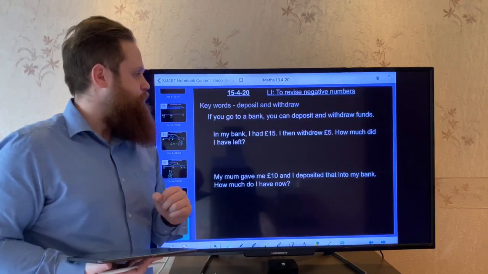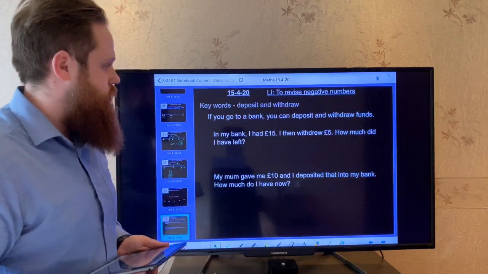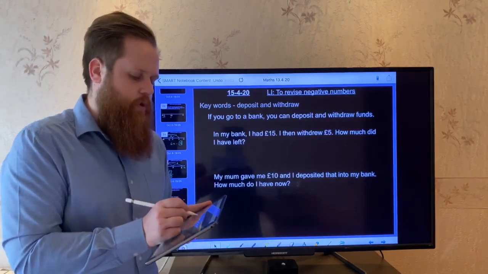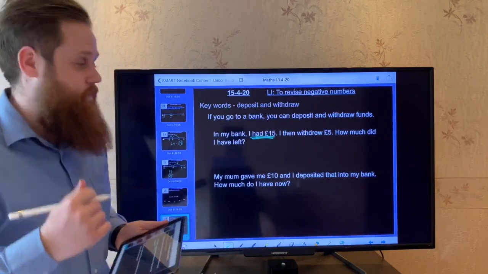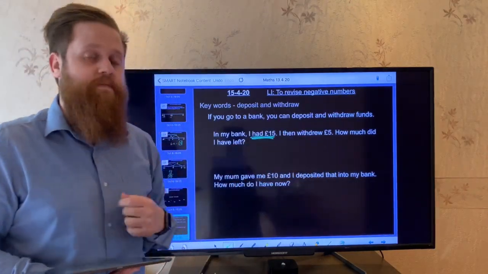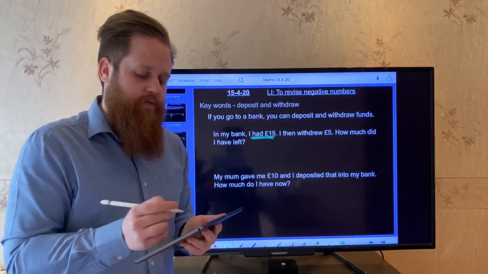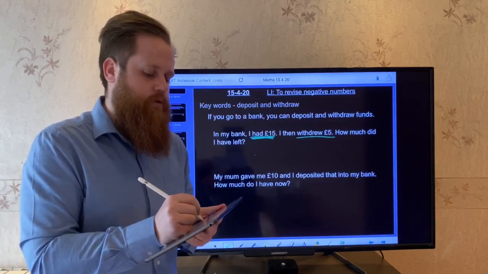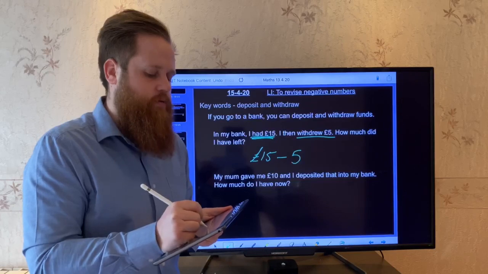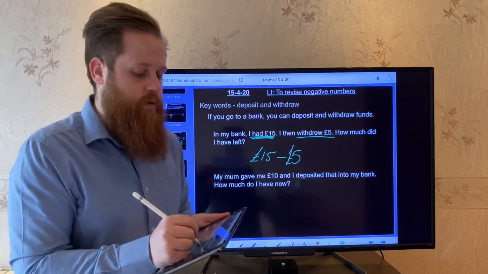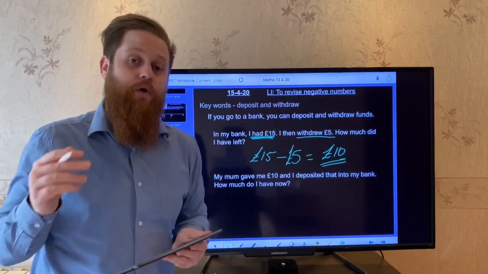If I go into a bank, you can deposit and withdraw funds. So in my bank, I had £15. Okay. So I'm going to write that down because it's important information. I've got £15. It's important. That's what I've got. I then withdrew £5, so I took it away. How much did I have left? Well, let's solve that question. I had £15. I took away, I withdrew £5. How much do I have left? Well, 15 minus 5 is, of course, £10. I've got £10 left.